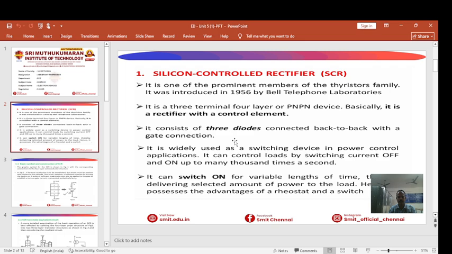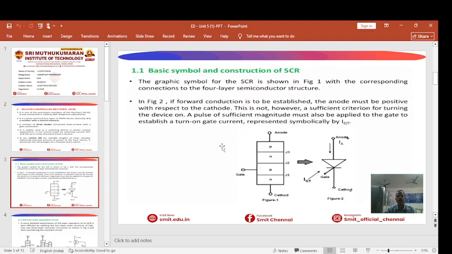SCR has four semiconductor layers, that is PNPN, forming three PN junctions, that is junctions J1, J2, J3, and there are three terminals. The three terminals are called gate, anode and cathode. The important features of SCR are high voltage capability, high current capability, low conduction loss, fast switching, and it is very reliable. Because of these factors, SCR is more popular.